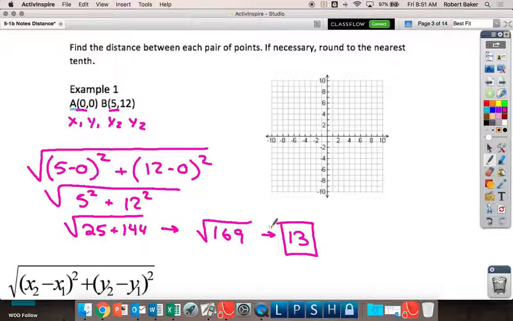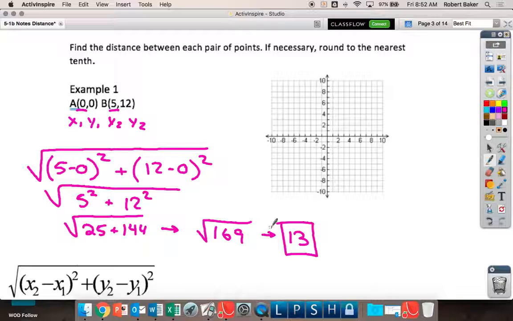13 is the distance from A to B. It is 13 units away. Hooray, right? So what do you put for like the sign? What do you mean? You know how you like put feet and stuff like that? There is no units here. It's just 13. It's just 13. Okay?